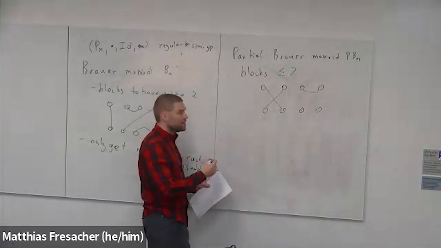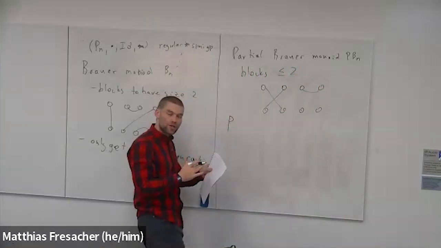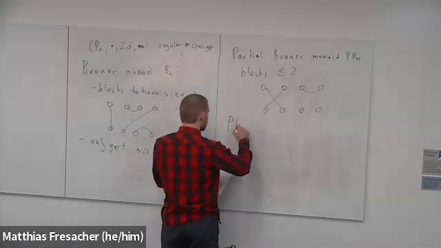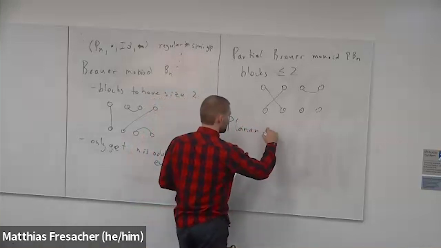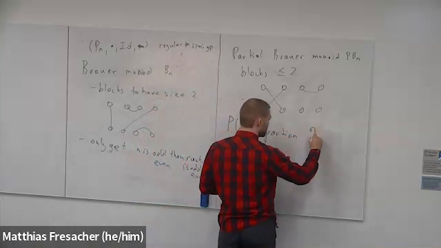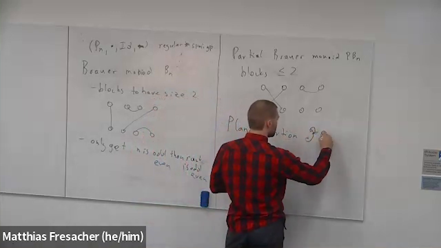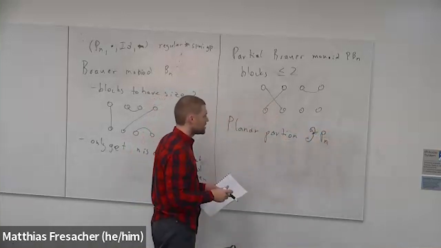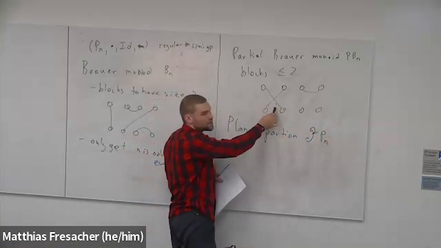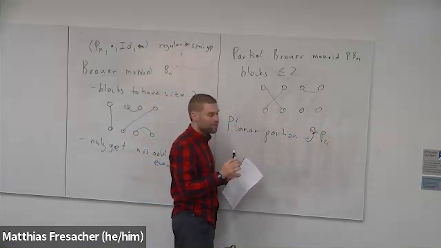Another variety goes in a slightly different direction. Instead of putting restrictions on our block sizes, it is on our edges themselves. And this is the planar partition monoid, curly P, P, n. Here what we mean by planar is that we're not allowed to have any intersection of edges.